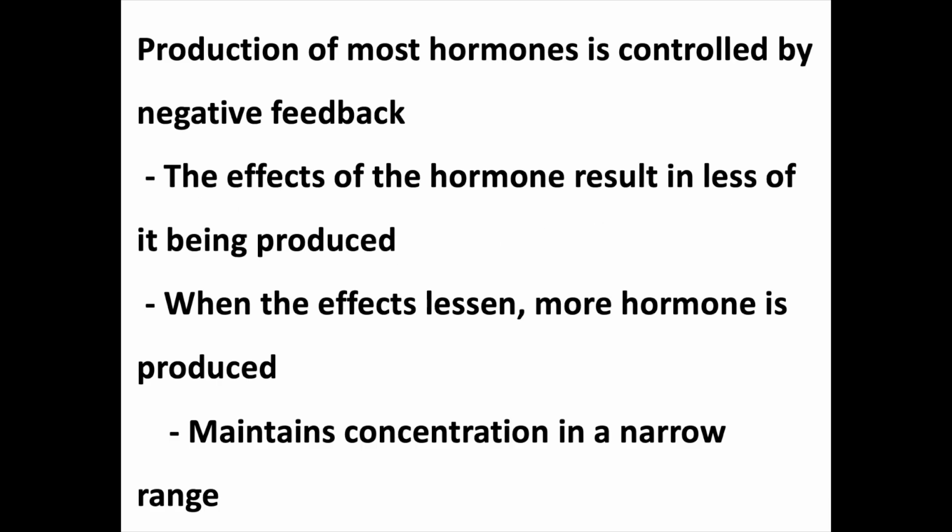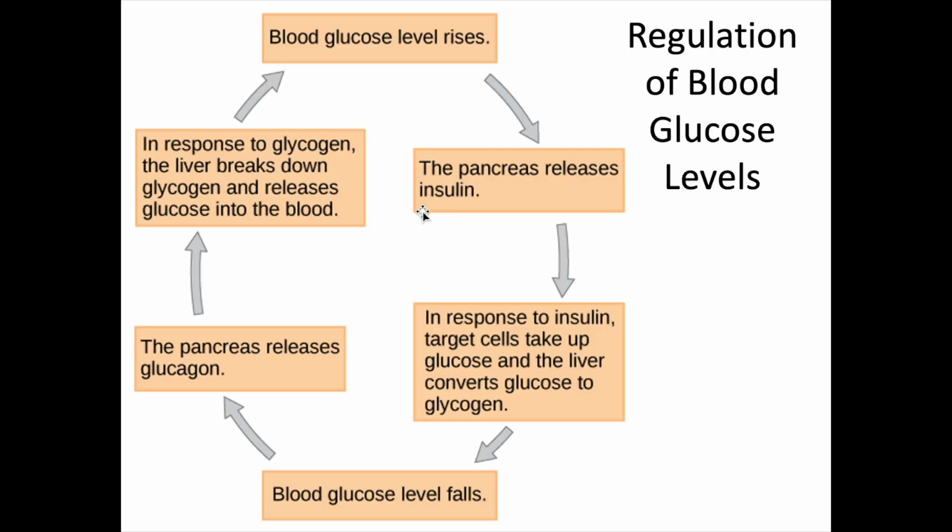We've seen this in action a couple of times. To go back to the insulin and glucagon stuff, diabetes notwithstanding, in normal circumstances, if blood glucose levels are high, that leads to the creation of insulin. What insulin does is cause blood glucose levels to fall. That means your body stops making as much insulin. The hormone has shut itself off. The effect of the hormone results in less of that hormone being produced.